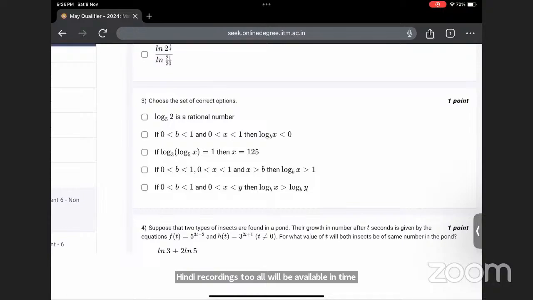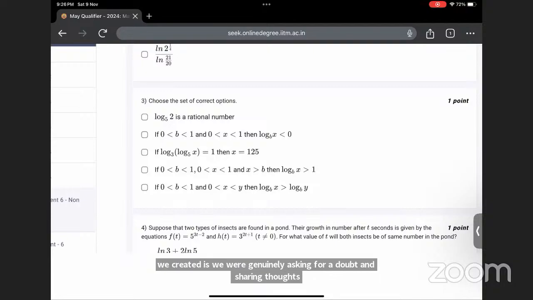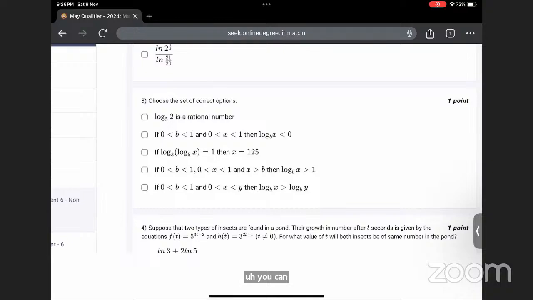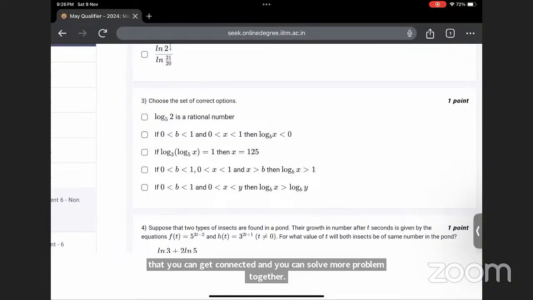And I would like to say this. Somebody was asking, Arun was asking about a WhatsApp group. I just created a WhatsApp group, and Kishore also was asking me to create one. Whoever is genuinely asking for doubts and sharing thoughts can join. I will always suggest you join the common WhatsApp group and share all your doubts with each other so that you can get connected and solve more problems together. So it is really a good initiative.